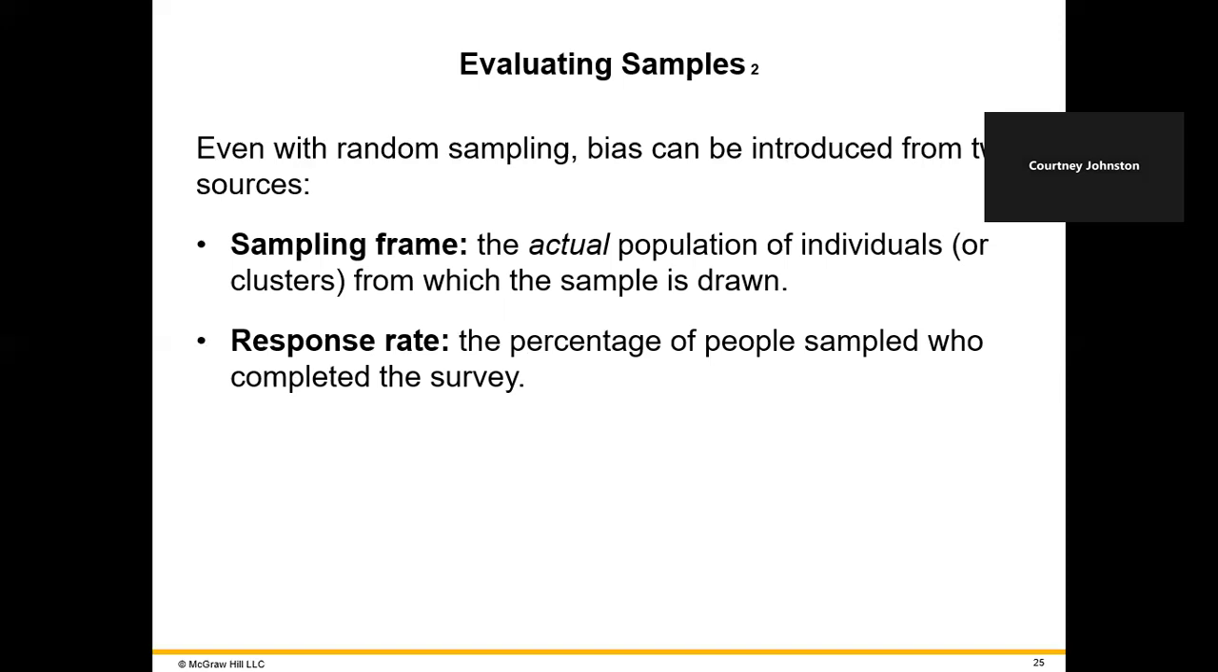And also your response rate. How many of your participants are actually completing the survey? That's going to affect, again, the objectivity of your sampling procedure. Attrition is technically a bias.